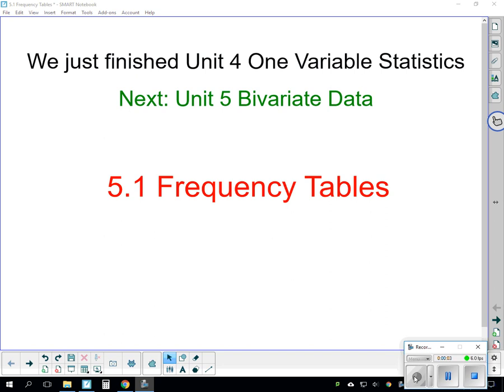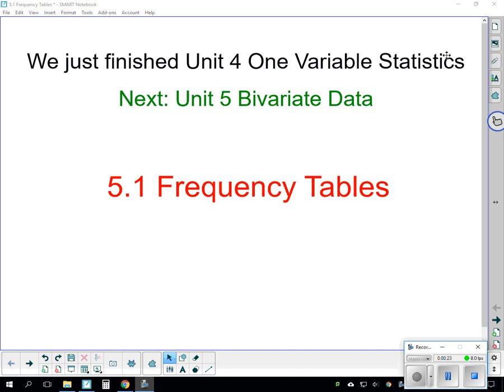Guys, we are starting a new unit. Congratulations on making it through Unit 4. Unit 4 was all about one variable statistics, so we were looking at just one set of data. Maybe it was shoe size or age or scores on a test, but we were only looking at one set of data.